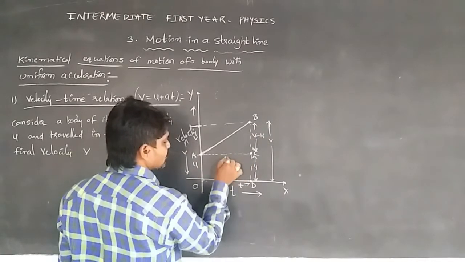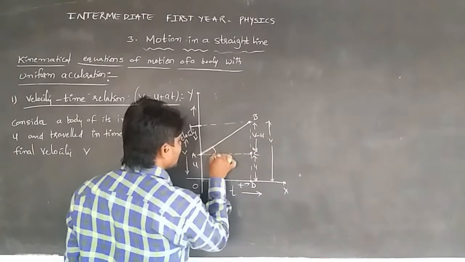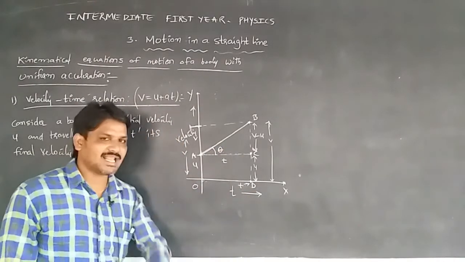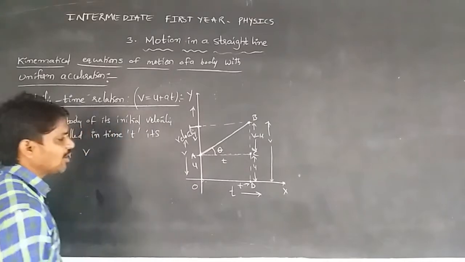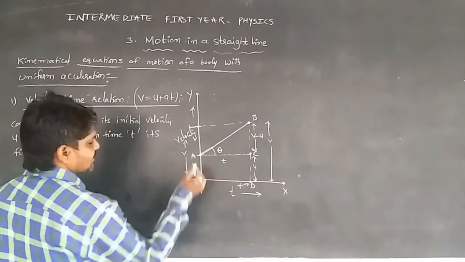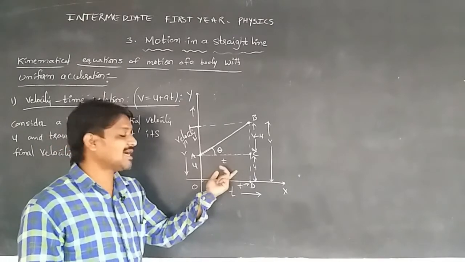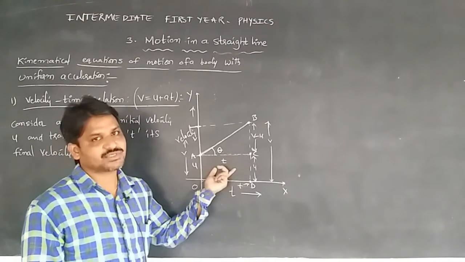This is also parallel to this one. So that's why this value will be u, and it makes an angle theta with the horizontal line which is parallel to the x-axis. So this is the graph which is useful to determine all the kinematical equations of motion.